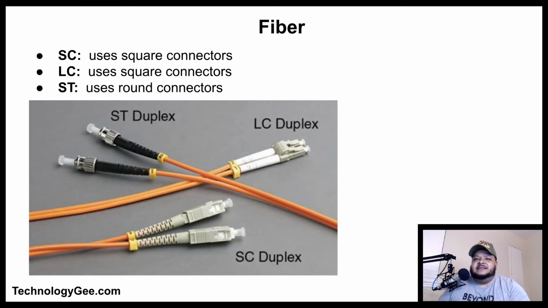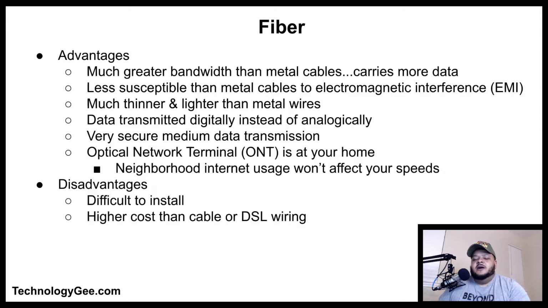Fiber optic devices and cables use one of several connector types. You have the SC connector, which uses a square connector. The LC also uses a square connector, and the ST uses a round connector. A few other advantages that fiber optics presents: fiber optic cables have a much greater bandwidth than metal cables. This means they can carry more data.